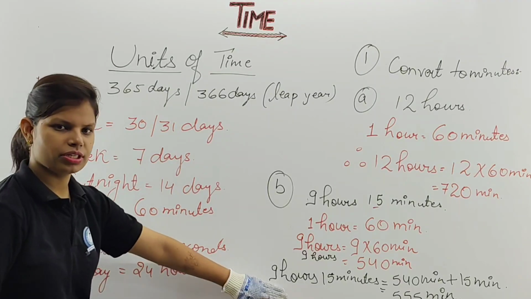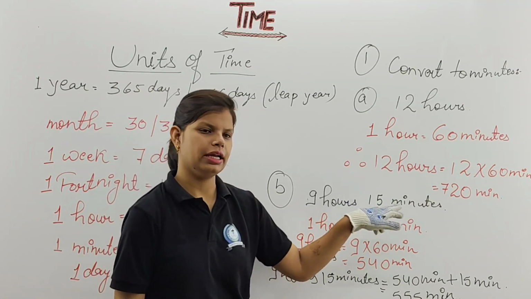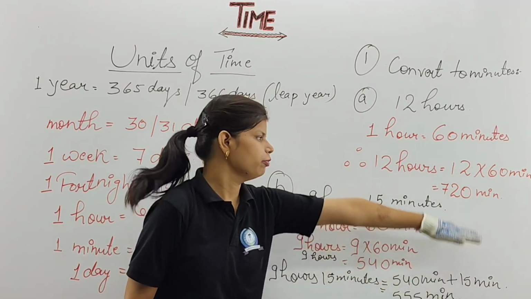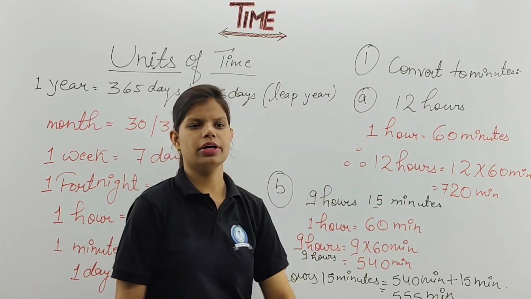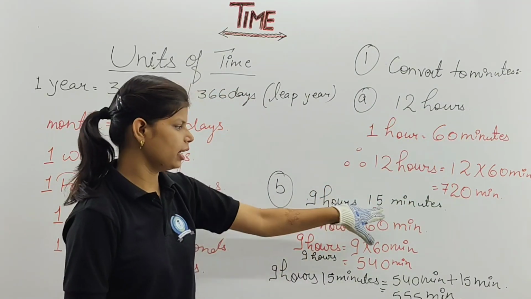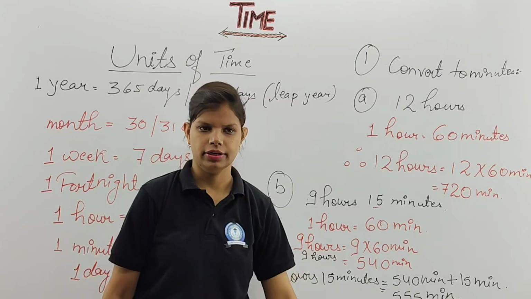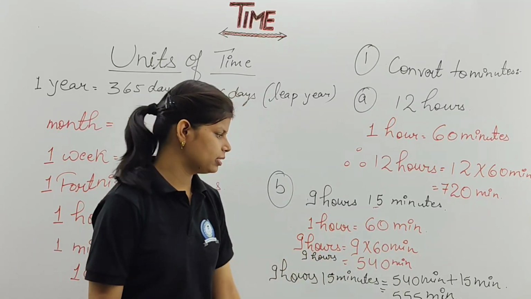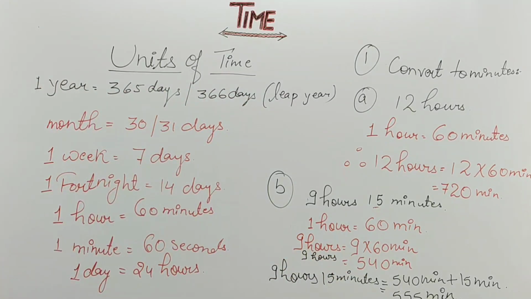Do you get my point? This is just your conversion where hours and minutes are directly being converted to minutes. In the first question, only your hour is converted into minutes, but in this question, hours and minutes are both being converted into minutes. Understood? So please click a photograph of this one. Now next of yours is there, then you have to convert to seconds.